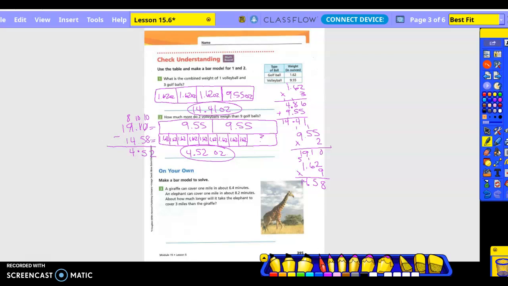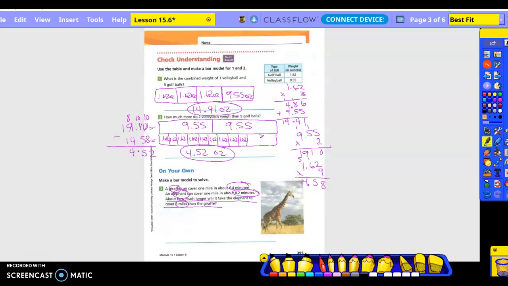A giraffe can cover 1 mile in about 6 and 4/10 minutes. An elephant can cover 1 mile in about 8 and 2/10 minutes. About how much longer will it take the elephant to cover 3 miles than the giraffe? Okay, so the elephant is the 8 and 2/10, and then about how much longer will it take them to do the 3 miles?